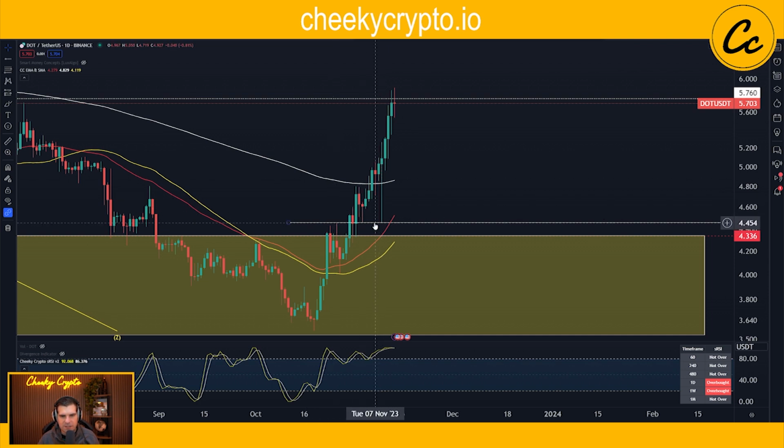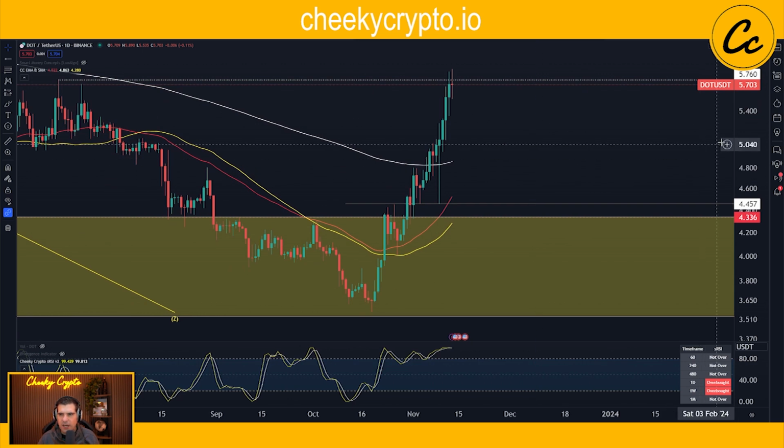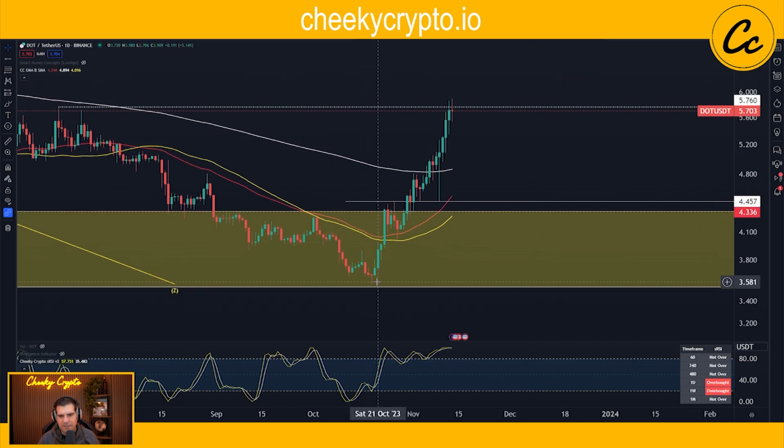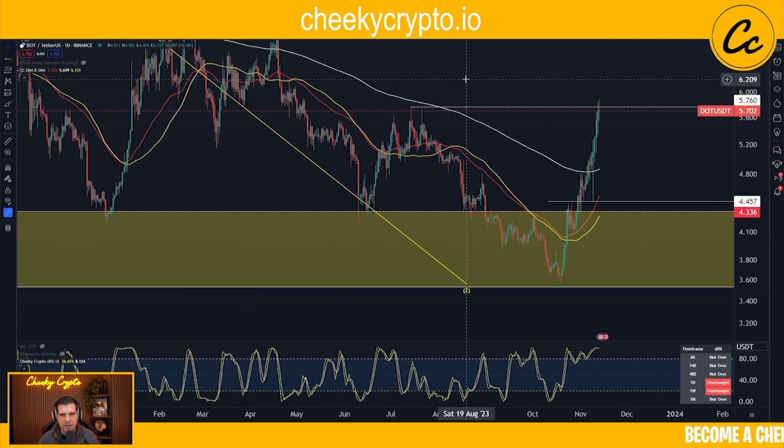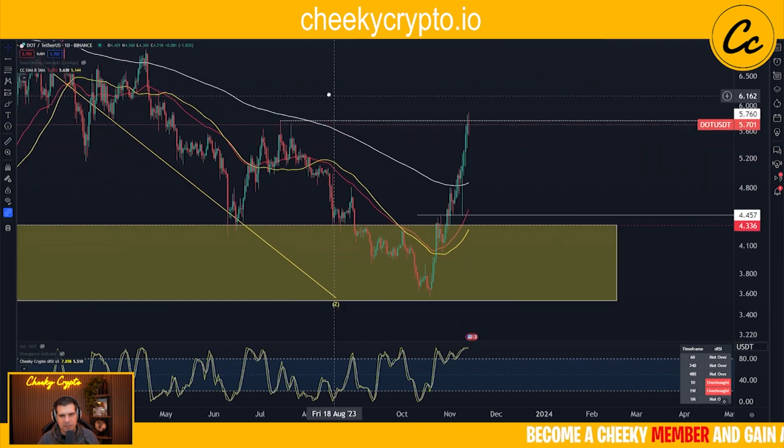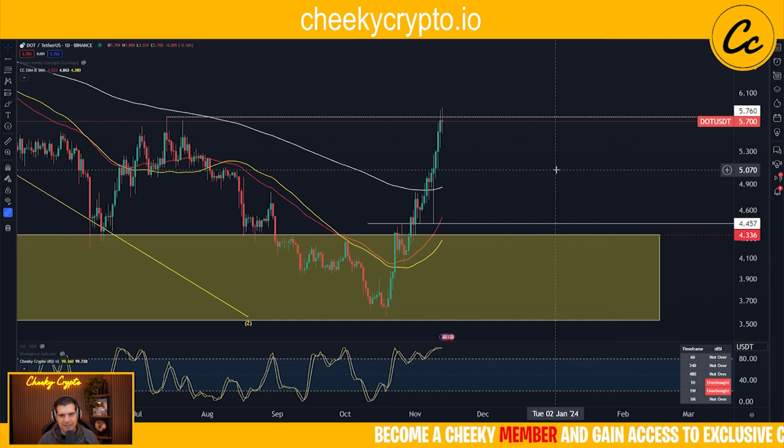So previous resistance turns support. So it's looking good. I do think we are likely to have the bottom in. We are above the 50 EMA, 50 SMA, 200 EMA, looking for a backtest, probably on the 200 EMA to confirm we are out of this bearish particular structure that it was in for quite a significant period of time.